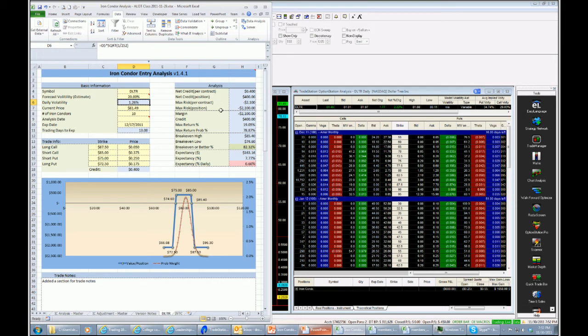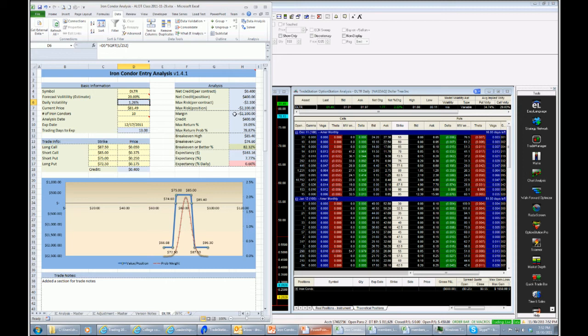Now, the max risk is calculated by taking the distance between the two strikes, the short strike and the long strike, and basically calculating that out, $2.50, and then offsetting it with the credit that you get for creating this trade. So $2.50 offset by 40 cents means that you've got a risk of $2.10, or in this case, 10 Iron Condors would give you a total risk of $2,100, which coincidentally is also our margin.